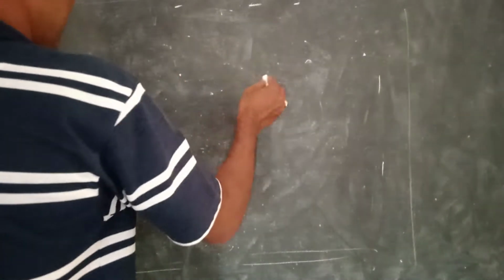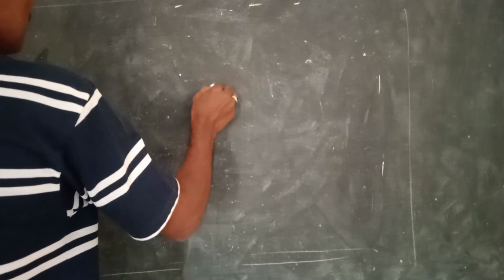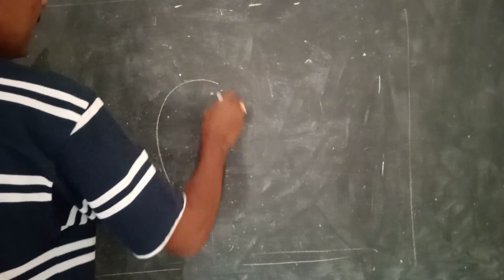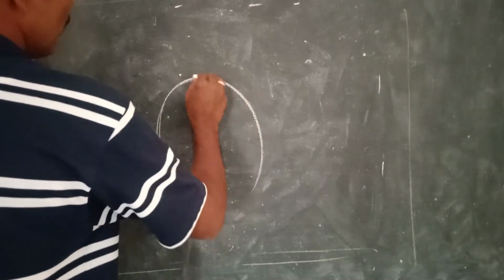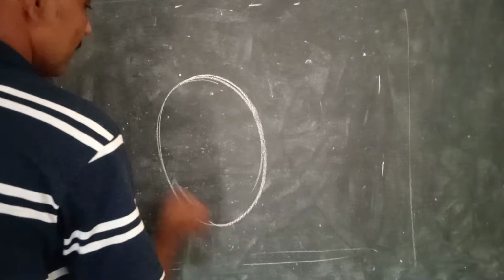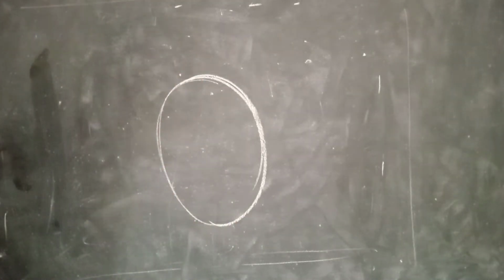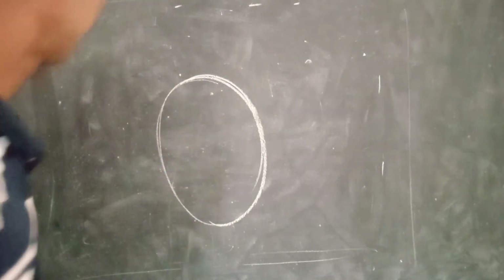I am going to take an oval shape here. See, look at this. This is an oval. What shape is it? It is an oval. I have taken an oval shape here.